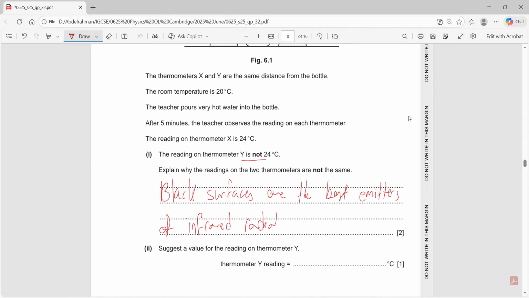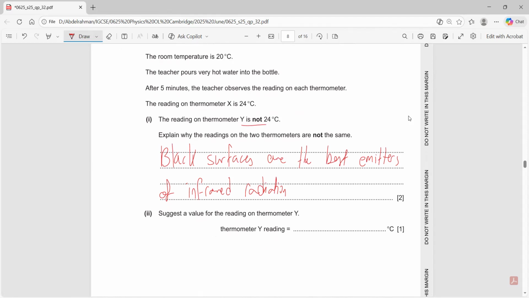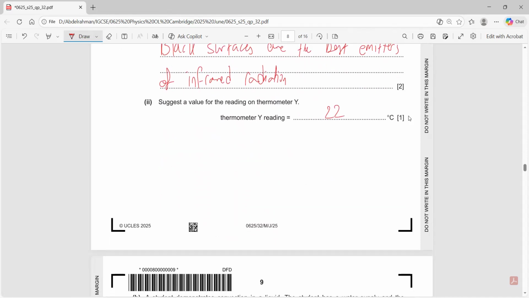Again, if you say they are the best emitters of heat, it would be wrong. You need to say that they are the best emitters of infrared radiation. Thermometer Y would be less than X and probably above the room temperature. So if you say something like 22 degrees Celsius, it would be acceptable.